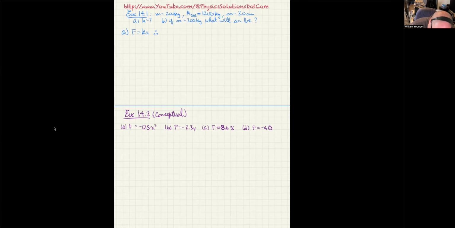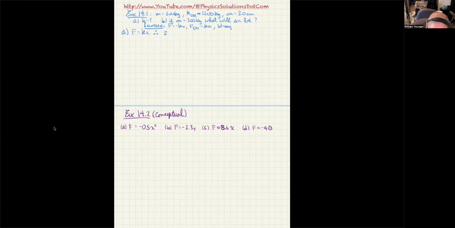So we're going to make use of the fact that, as I normally write, F is equal to negative kx. We also have F external is equal to kx. And we also have specifically that weight is equal to m times g. And that's what we're going to use here.